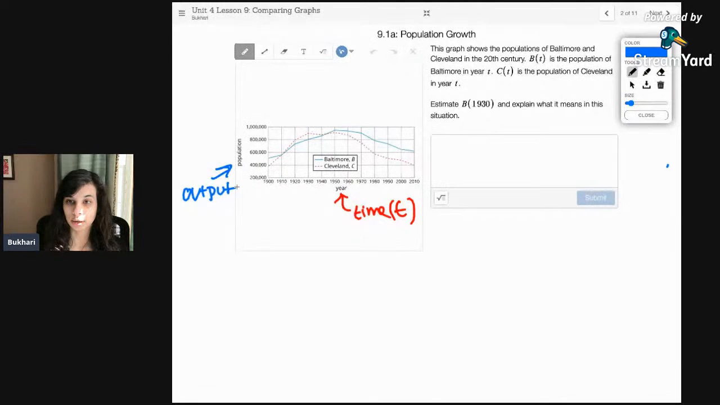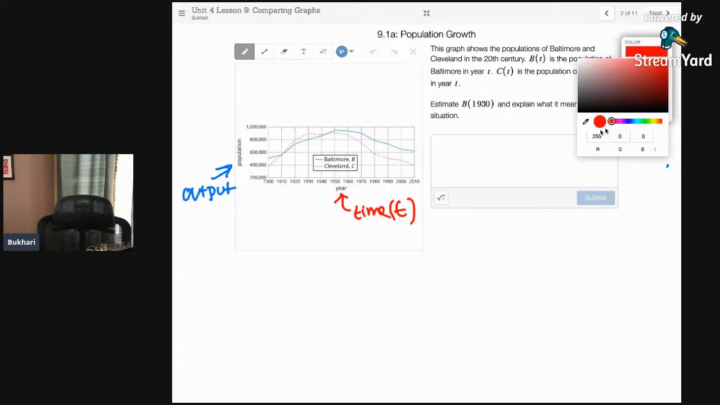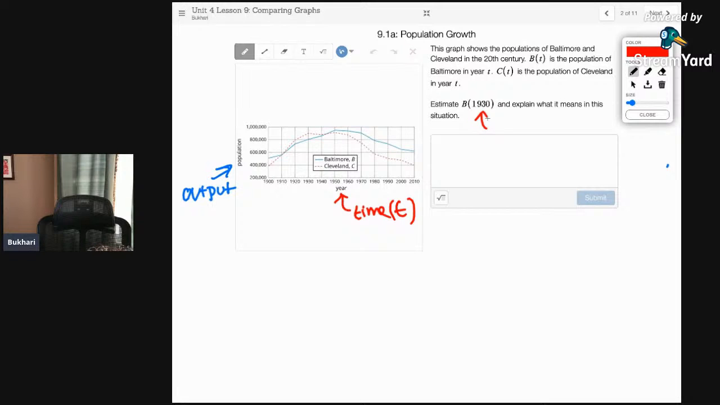Both of these graphs are marked and color coded to display the different types of graph. Now that we have it all on one single graph, we can describe what is happening in the situation as we go along. We're starting off with a little warm up: estimate B of 1930 and explain what it means in this situation. Remember, the inside here is your input value, and the entire expression represents your output.